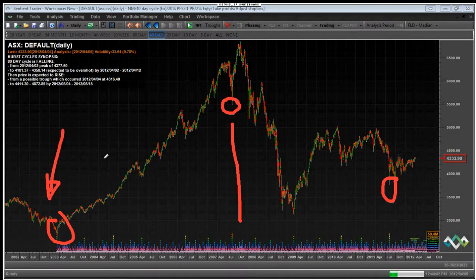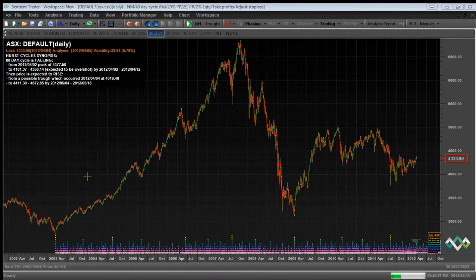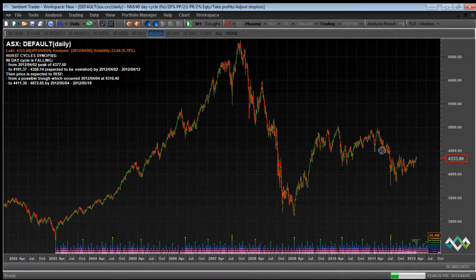The simplest way of doing that is to not include one of these troughs, and obviously it has to be the first trough in this example. The simplest way of doing it is not to include this first trough in the analysis. Okay, so I simply choose an analysis start period over there. So I'm going to tell Sentient Trader only perform an analysis from there forwards.